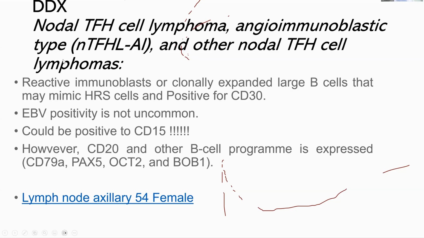Other diagnoses that you can mix up with classic Hodgkin lymphoma are nodal T follicular helper cell lymphomas, either of angioimmunoblastic type or other types. They can have lots of reactive B cells in the background, and they mimic RS cells. EBV positivity is not uncommon. It can be positive, especially in the angioimmunoblastic type, and they can be positive for CD15. However, the larger cells are strongly positive for CD20 and other T-cell markers. I'll just show the immunohistochemistry of one example of these angioimmunoblastic T-cell lymphomas, or nodal TFH T-cell lymphomas.